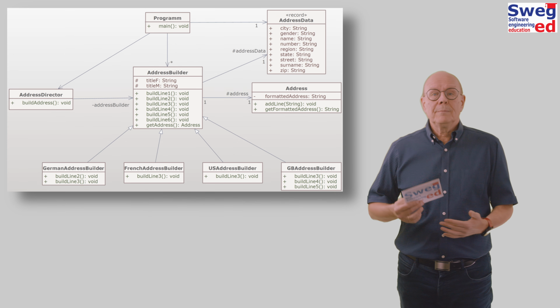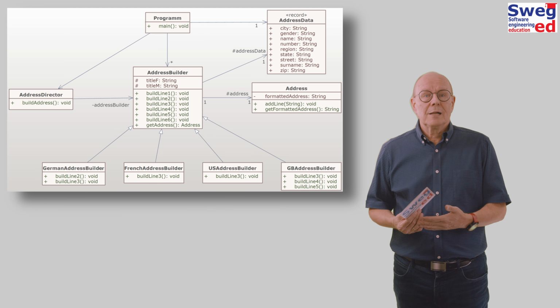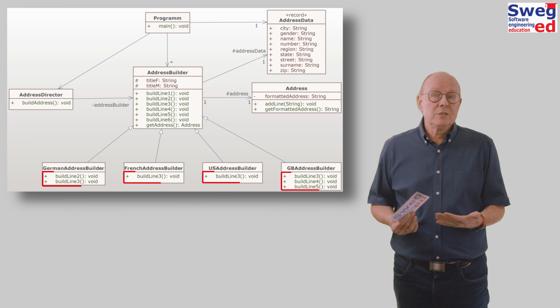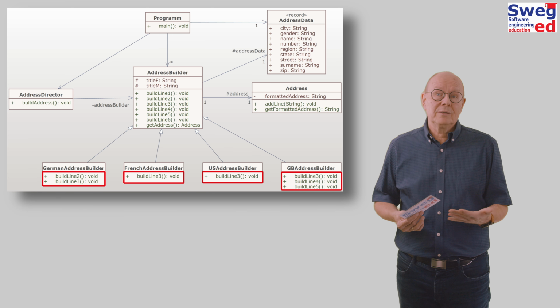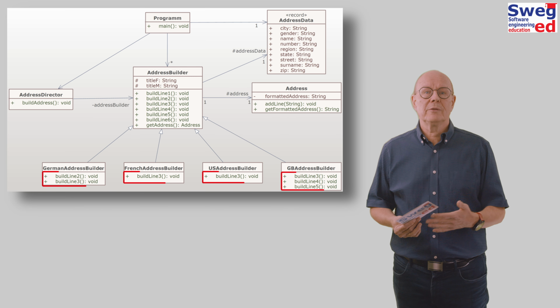Looking at the diagram, you can see which builder child classes override each method, because their addresses have a different line order than the default.